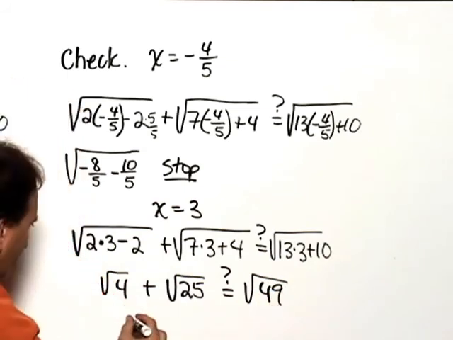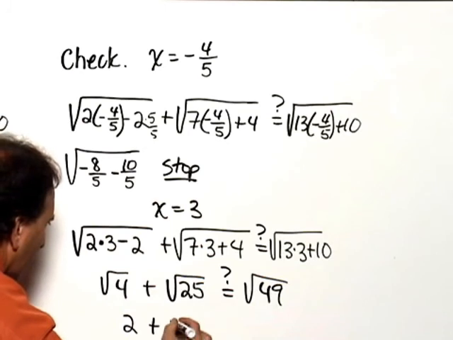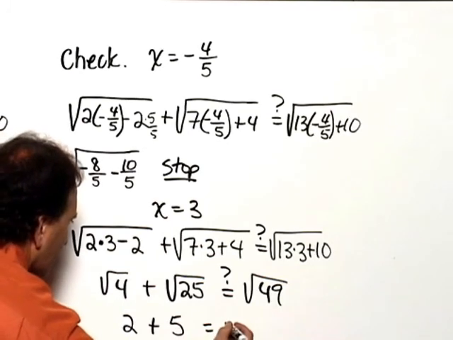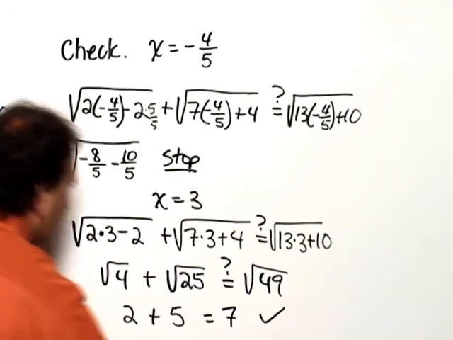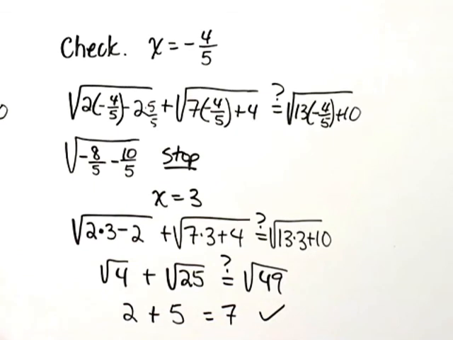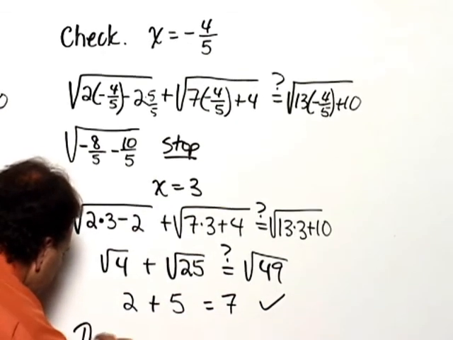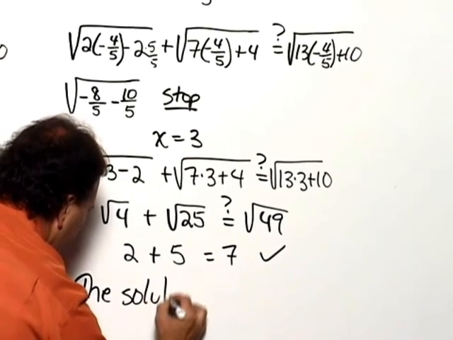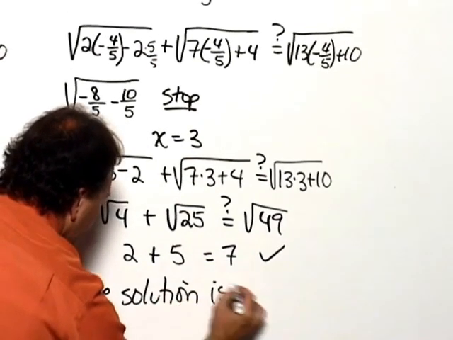Well, the square root of 4 is 2, the square root of 25 is 5, and the square root of 49 is 7. 2 plus 5 does equal 7. That checks, and that tells us that the solution is 3.